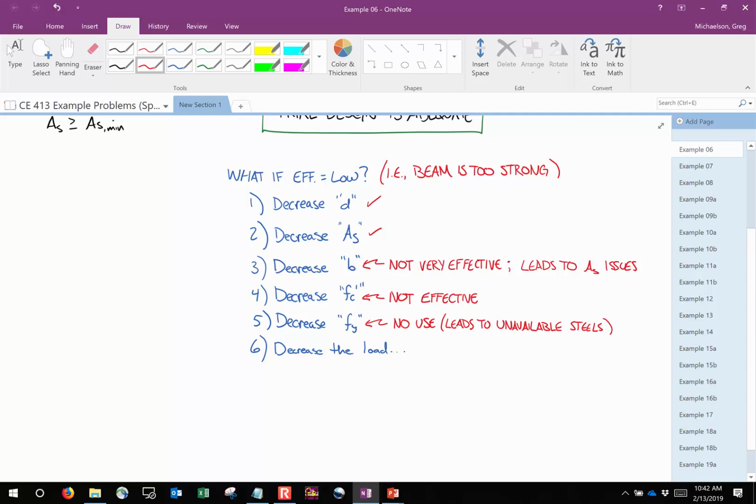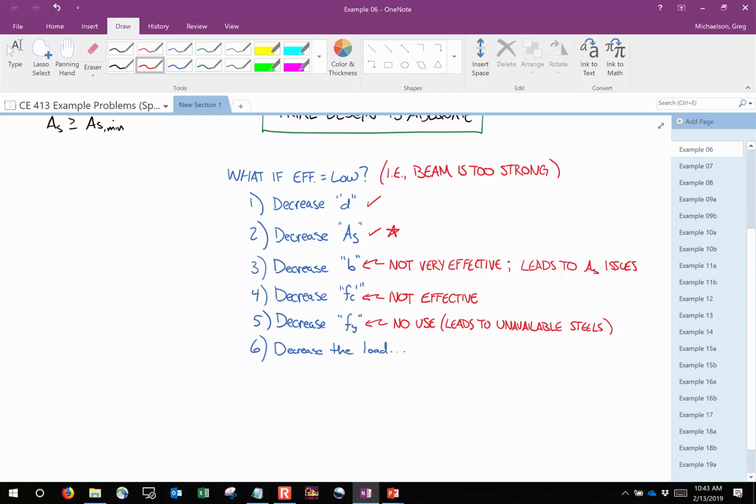And if I had a starting place, I would probably start here, okay? The reason why is because there's only a discrete number of options for the area of steel, so you'll get a real quick idea as to whether or not you'll be able to even find a pattern of steel that will work, okay? That's where I would start. If you can't find one, then decrease your depth, okay?